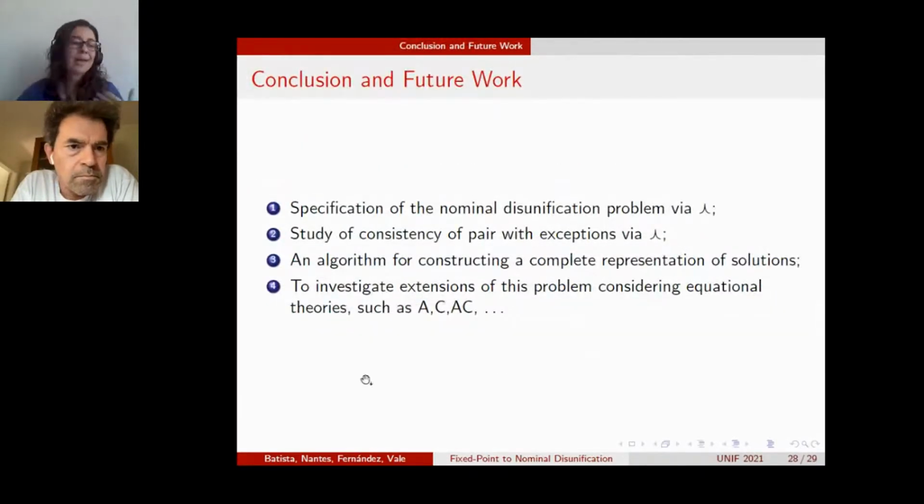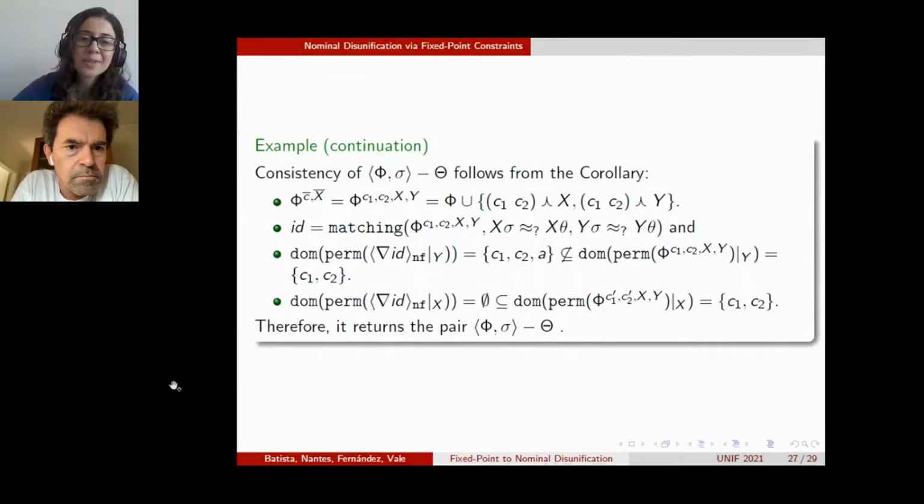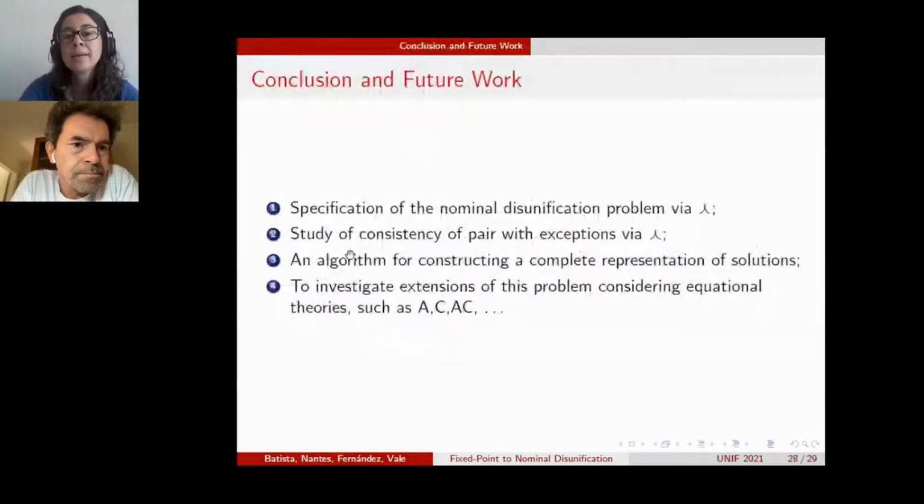So I went a bit fast through this because for checking consistency, we need to call another algorithm for checking a nominal matching problem, and we need to take care of all the new names that you generate, and these things are a bit technical. I'm not going to talk about them here, but basically, I presented a specification of the nominal disunification problem via fixed point constraints. A study of consistency of pairs with exceptions is needed. We need some technicalities for checking consistency.